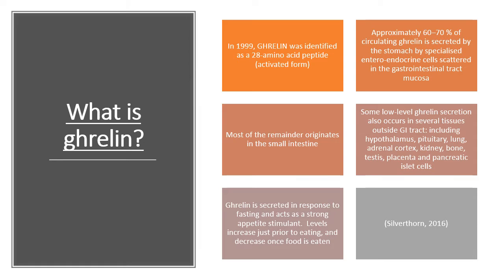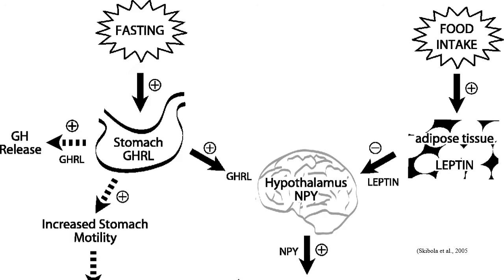Ghrelin is known as the hunger hormone as it's secreted in response to fasting and acts as a strong appetite stimulant. Levels increase prior to eating and decrease once you are in a fed state in a normal, healthy individual. Ghrelin acts both locally and in the hypothalamus.